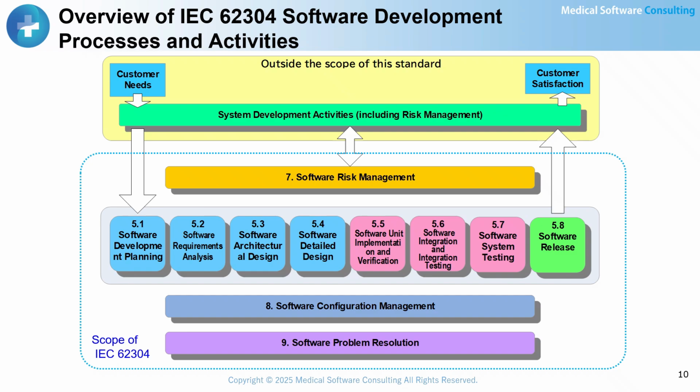Although this flow looks similar to a traditional waterfall model, IEC 62304 does not prescribe a specific lifecycle model. To apply it in an agile environment, organizations must map or adapt the required processes, activities, and tasks of IEC 62304 into their agile development model.